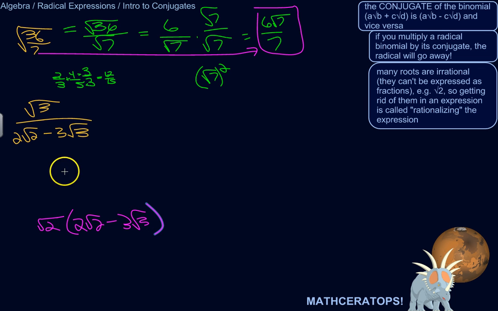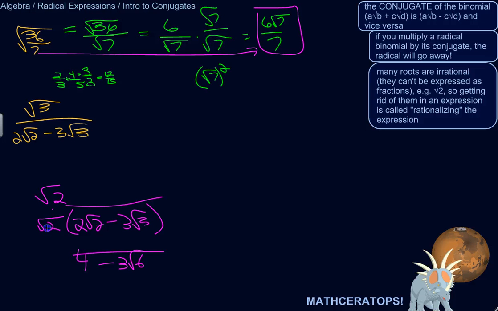Let's say we're going to multiply this rational expression by square root of 2 over square root of 2 to try to rationalize the denominator. Well, square root of 2 times 2 square root of 2 is 2 times 2, which is 4. So that's nice. But square root of 2 times negative 3 square root of 3 is actually negative 3 square root of 6. And that's what you're left with when you distribute this square root of 2. So you haven't rationalized the denominator at all. I mean, there's still this radical expression in there. So that's kind of a bummer.